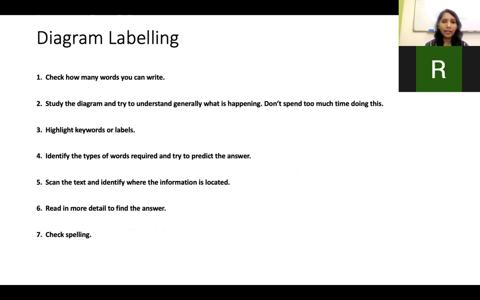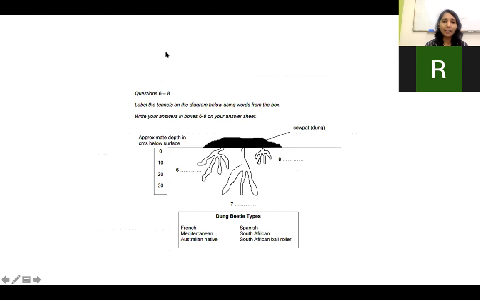Just for an example, I'll show you what that is. Check how many words you can write and how many words they're asking you to describe it. You'll be given a diagram like this and you'll have to label it. The description of this is given in your passage. So based on that, you'll have to label this diagram.